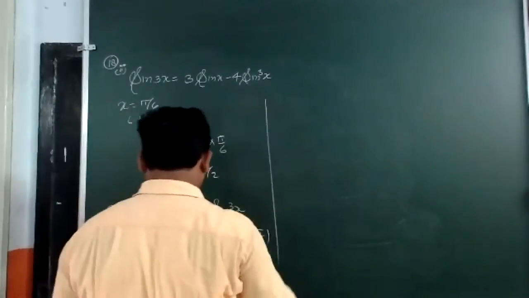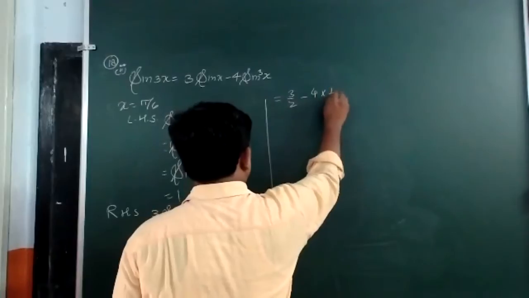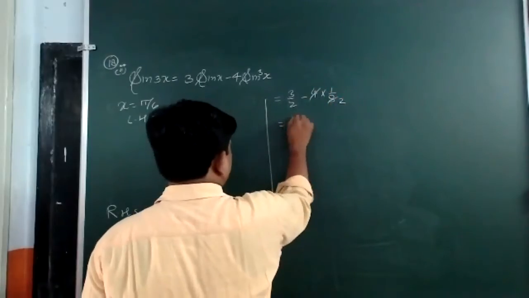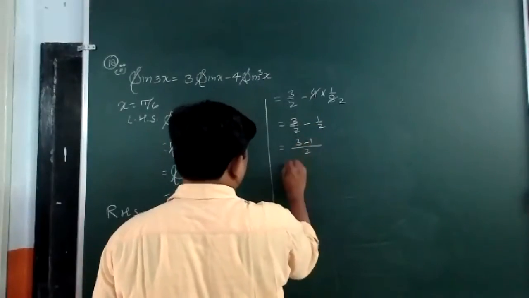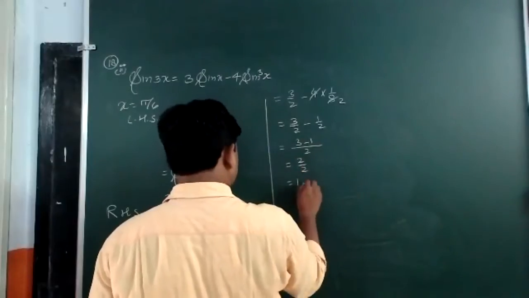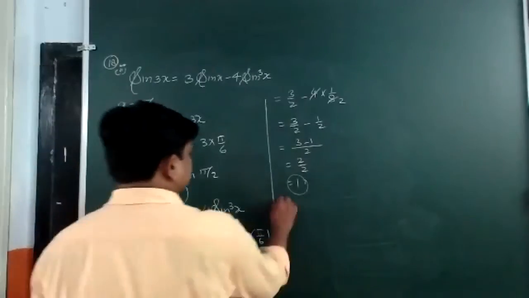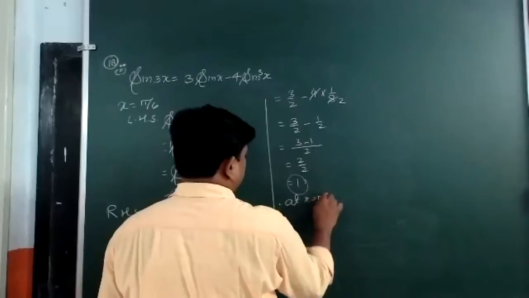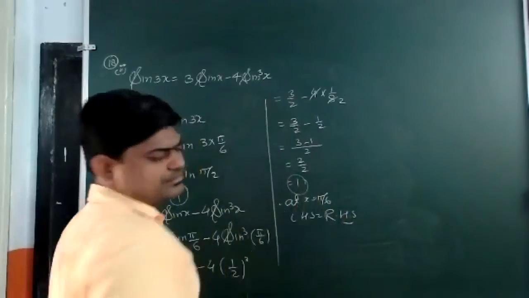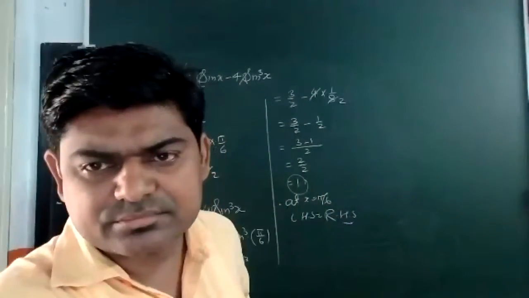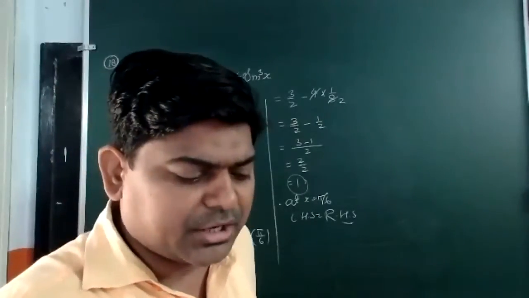So our result is there. It's 3 upon 2 minus 4 into 1 upon 8. It's 3 upon 2 minus 1 upon 2. 3 minus 1 is 2 upon 2, that is equal to 1. So see, the left hand side and right hand side both are same. What I can say is, for x equal to pi by 6, LHS is equal to RHS, therefore it's verified. Any problem? Does anyone have any doubt here? Okay, move to question number 19.